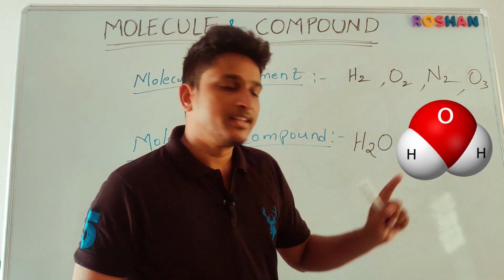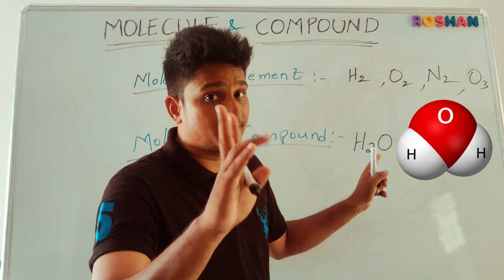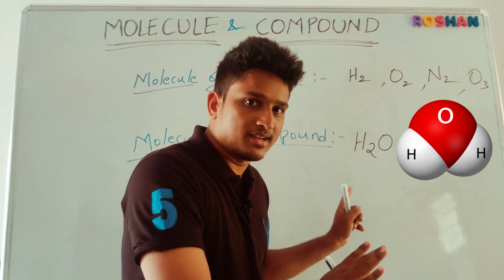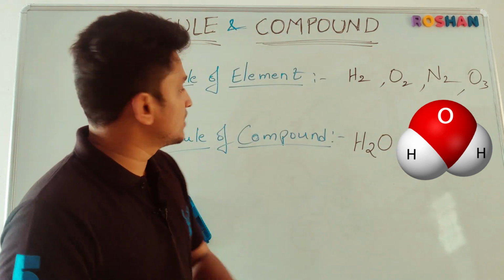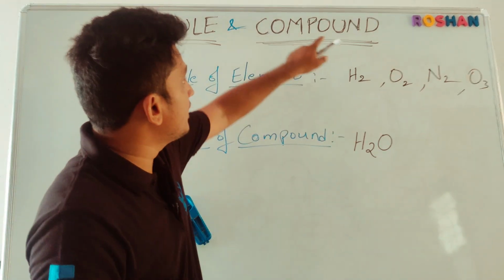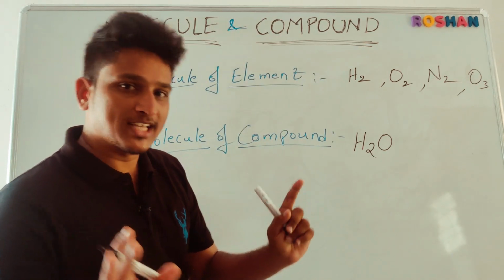And here, are they same elements or different elements? All these atoms are same or different? Different. 2 atoms belong to hydrogen element. 1 atom belongs to oxygen element. Yes or no? This different combination is called a compound. That's it. Ultimately, a compound is a molecule. But are all molecules compounds? No. Got the clarity, students?